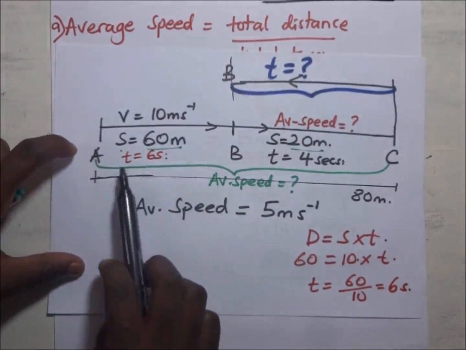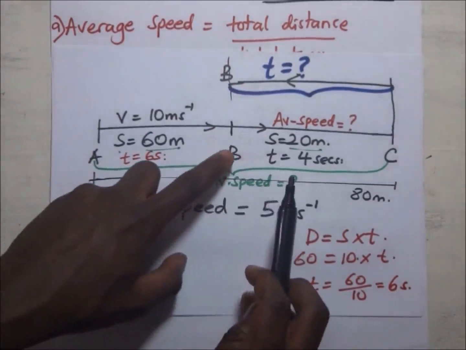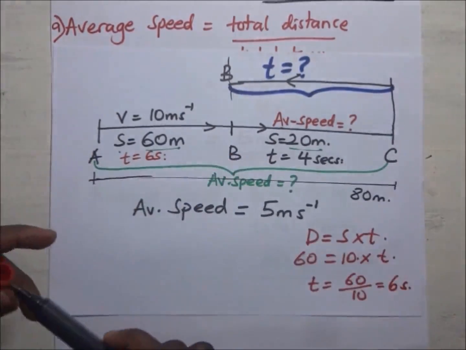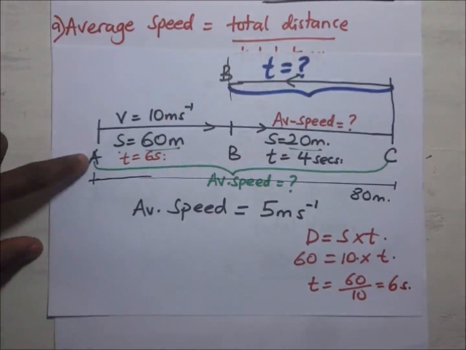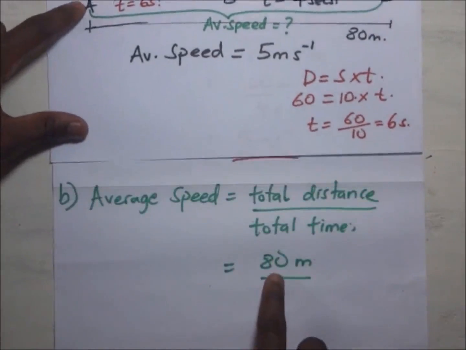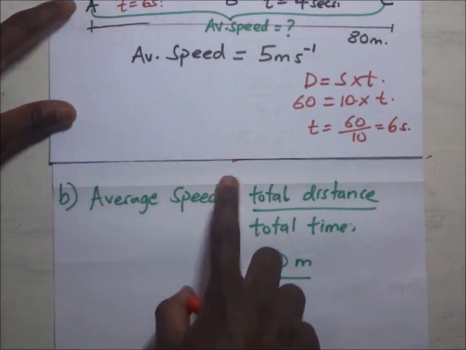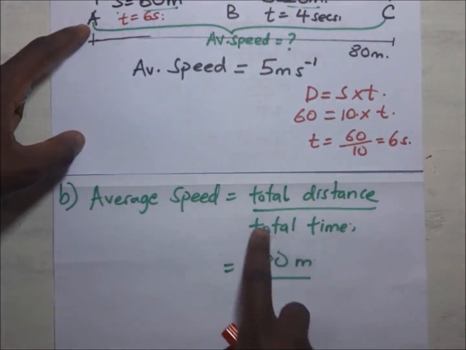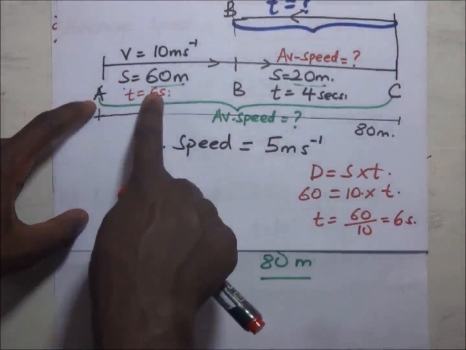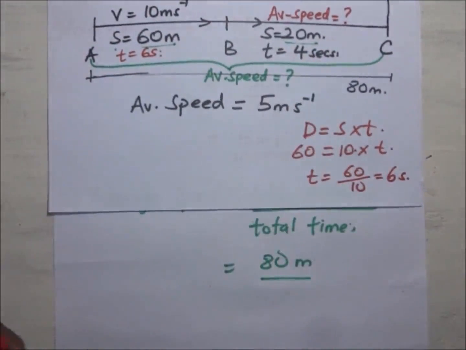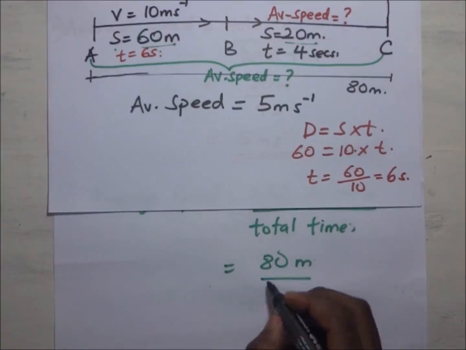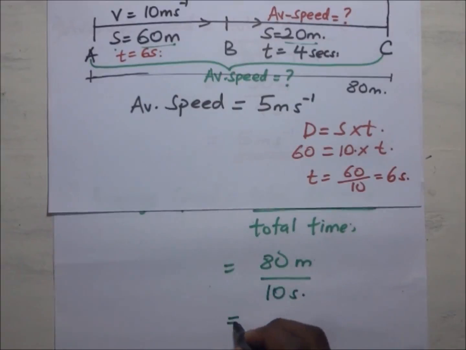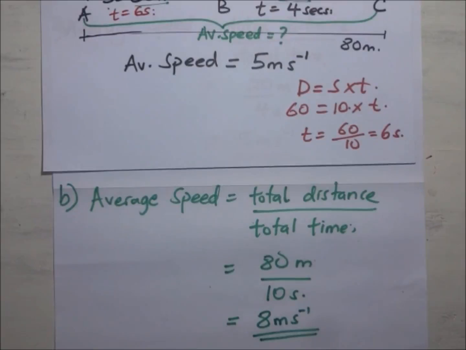Now that we have the time covered from A to B, then we have time covered from B to C. So now we can get the total time taken to move from A to C. So we can now continue here with our average speed from A to C. Our average speed is definitely going to be total distance over total time. The total time is 6 plus 4, which is 10 seconds. So it's going to be over 10 seconds. And definitely our average speed there is 8 meters per second.